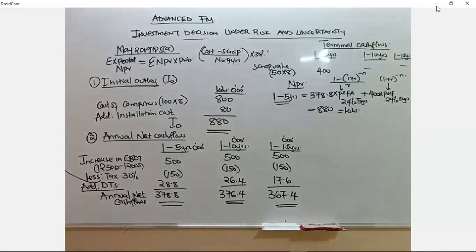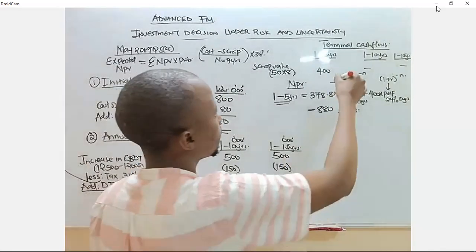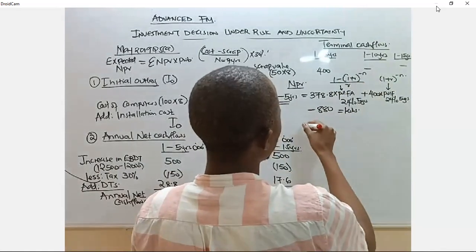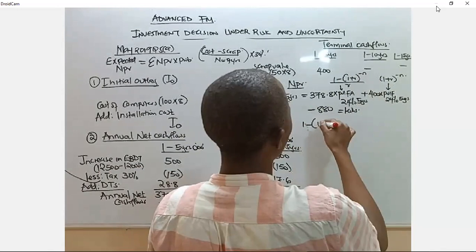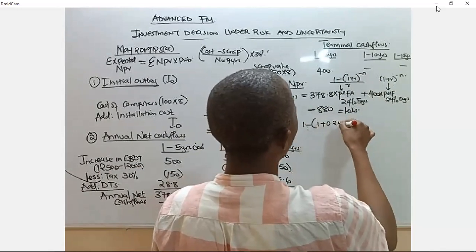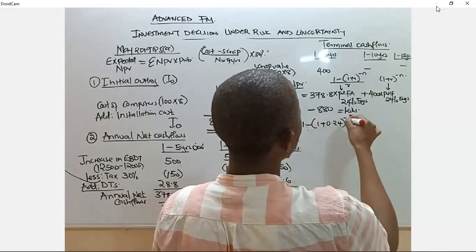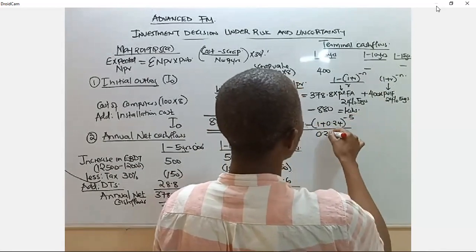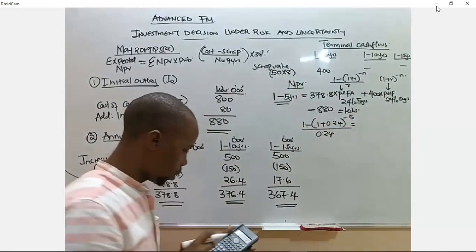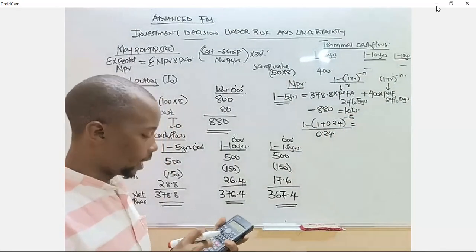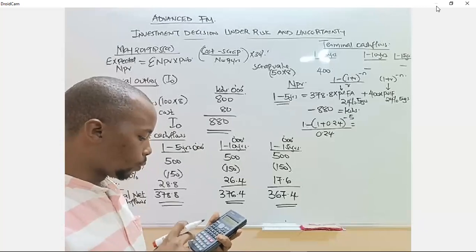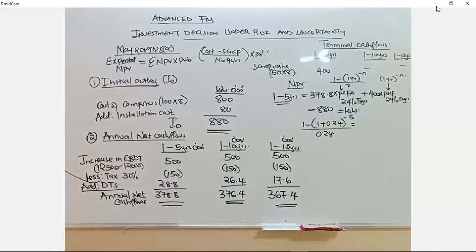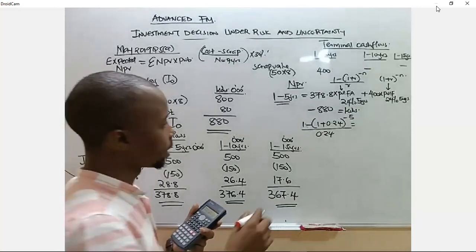So let's start with the first one. Here we just say it is 1 minus 1 plus 0.24 raised to power negative 5. Then we divide by 0.24. How much are we getting here? 1.24 raised to power negative 5, 1 minus answer. Then we divide by 0.24. I'm getting 2.7, right?